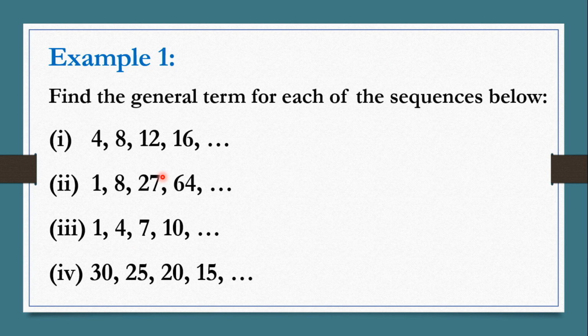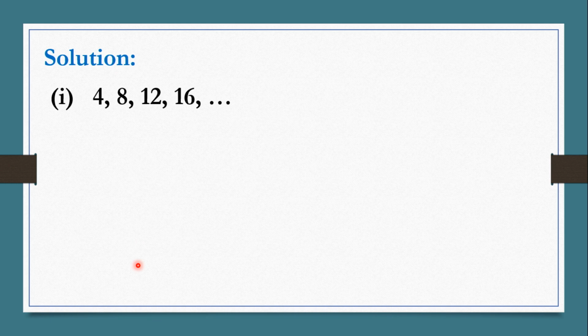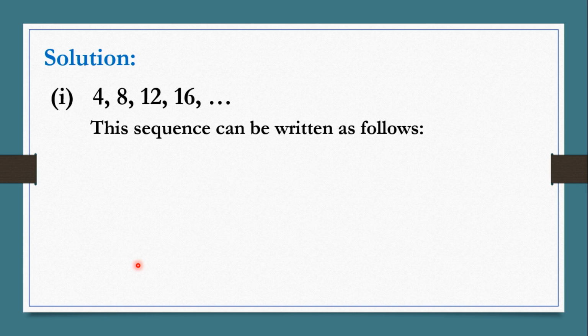The first example. Find the general term for each of the sequences below. So we have 4 different parts here. The solution. Part 1. 4, 8, 12, 16. What do you observe about these numbers? Yes, we are adding 4 to get the next term.